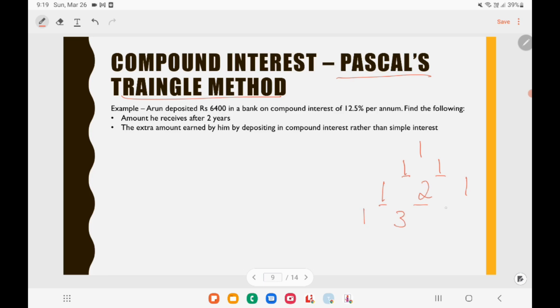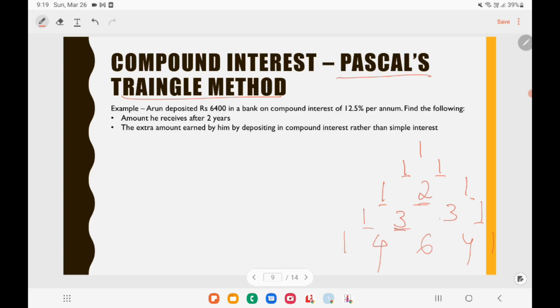then 2 plus 1 is again 3, you need to write 3 here, then 1 will come here, then again 1 is coming here, 1 plus 3 is 4 will come here, 3 plus 3 is 6, it will come here, 3 plus 1 is 4, it will come here, then 1 will come. So this is known as the Pascal's triangle.